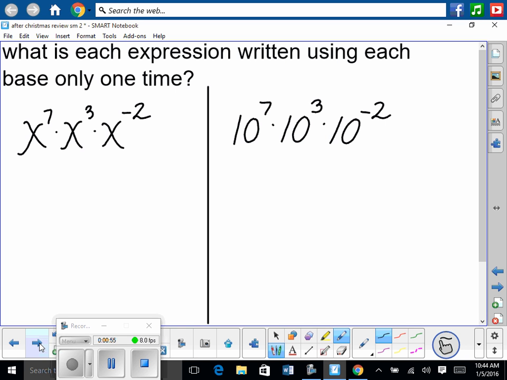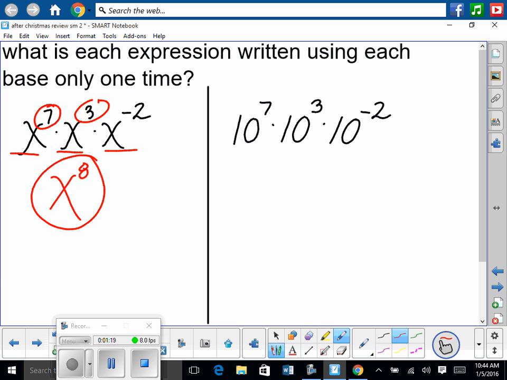Okay, first couple examples, you don't need to be taking notes. This is all review. Just watch, then I'm going to let you practice. Here we go. Looking at these first few examples here, we have x to the 7th times x to the 3rd times x to the negative 2. Are we multiplying the same base? So what do we do with our exponents? Add them. So 7 plus 3 is 10 minus 2 is? So we have x to the 8th power.